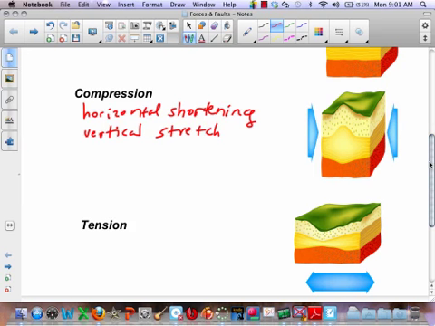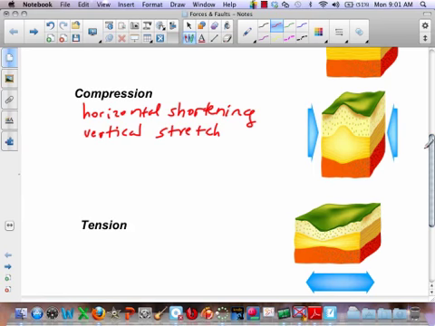Okay, the next one I want to talk about is called the shear stress. Where have you guys heard that term before? Shear. You guys heard that before? Shear? Okay.